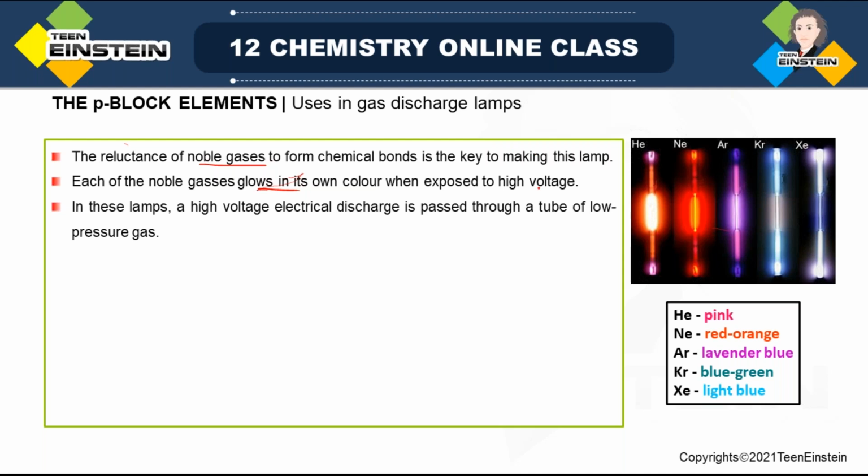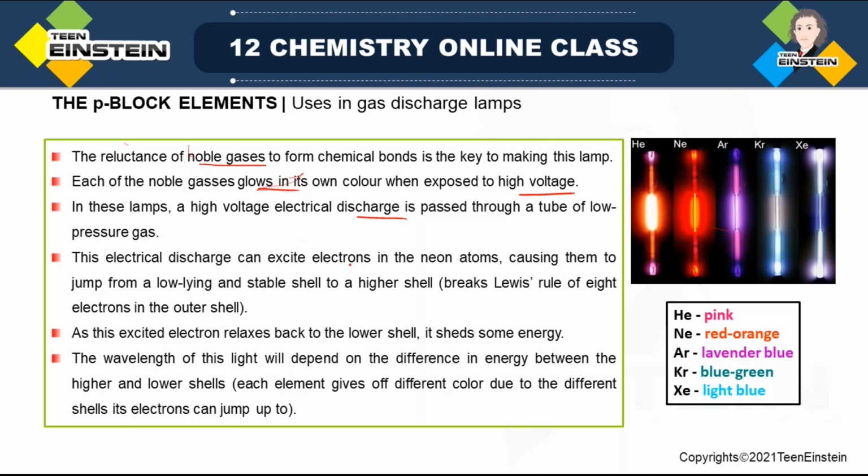exposed to high voltage. Now, exposed to high voltage means there is a huge amount of energy which will be able to transfer the electron from lower energy to higher energy. So, as a result, what will happen? It will fall in the visible region and we can see some color. In this lamp, a high voltage electrical discharge is passed through a tube of low pressure gas. So, we will take the gas in low pressure condition in a tube, and this high voltage electric discharge has to be passed through this tube.